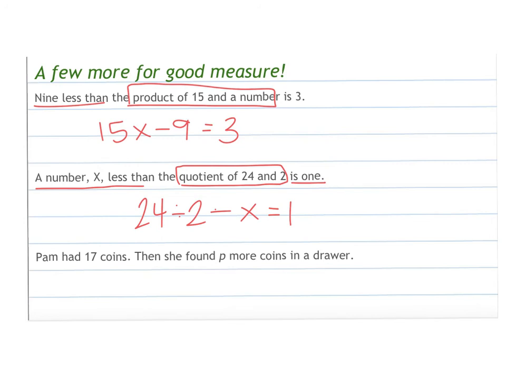Last one, Pam had 17 coins. Then she found P more coins in a drawer. We don't have an answer on this one, so this is going to be an expression. So we're going to take her 17 coins. P more tells me that we're adding. So then we're going to add on the coins that she found. And we would just leave it like that.